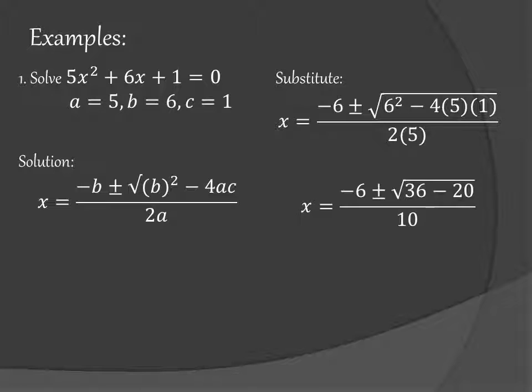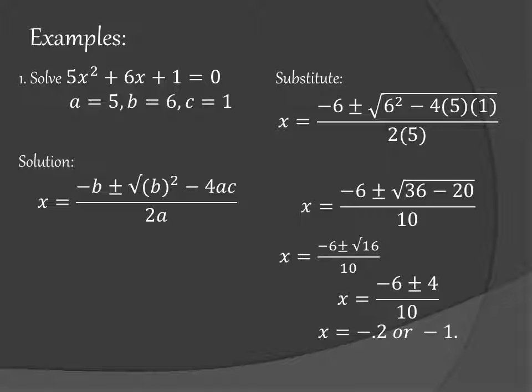So, x is equal to negative 6 positive and negative square root of 36 minus 20 all over 10. Then, x is equal to negative 6 positive and negative square root of 16 all over 10. Then, x is equal to negative 6 positive and negative 4 all over 10. Thus, x is equal to negative 2 or x is equal to negative 1.